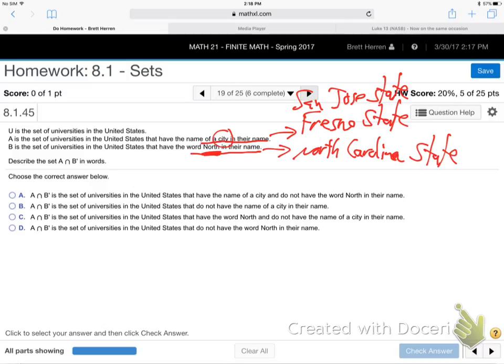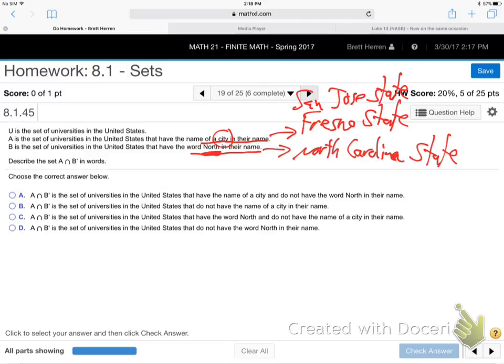Cities with north. University. No, that's set A. Set A is all those that have a city. Set B is all those that have north. So what are some other north ones? I don't know. Any of those. Anyway, let's go down through the problem here.